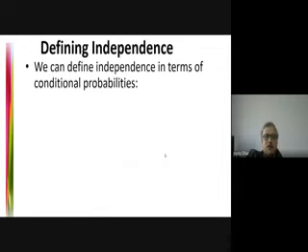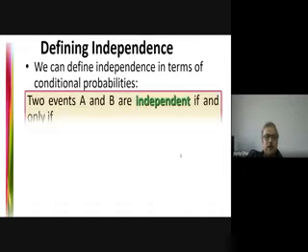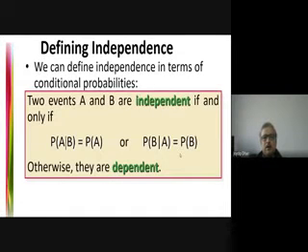So now, defining independent events with respect to conditional probability. We can define independence in terms of conditional probability. Two events A and B are independent if and only if the conditional probability of A given that B already occurred is equal to the probability of A, or the probability of B when A has already occurred is equal to the probability of B. Then we call A and B independent events. Otherwise, they are dependent.